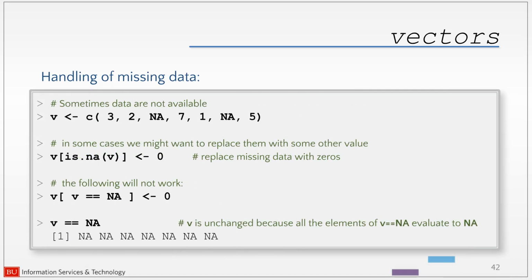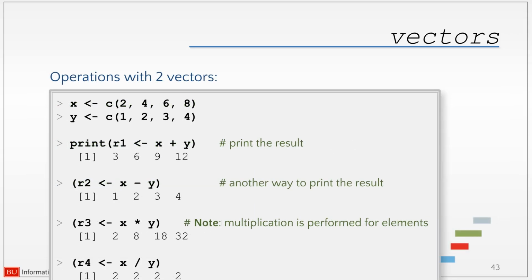R provides mechanisms for handling missing data, denoted by NA. We can replace NA values with zeros, using the is.na function as a condition for assignment. Note that using the equality operator does not work as expected because all resulting values evaluate to NA. You must use is.na instead.